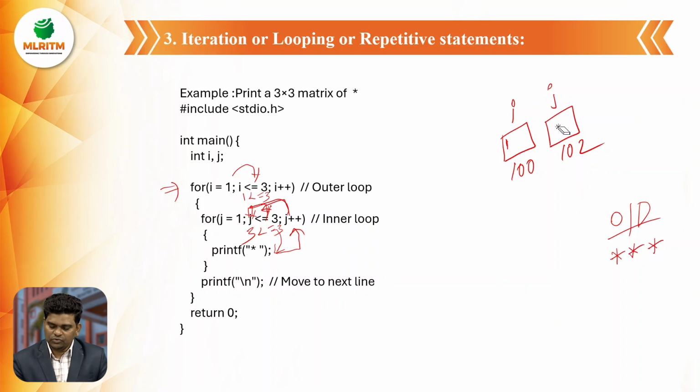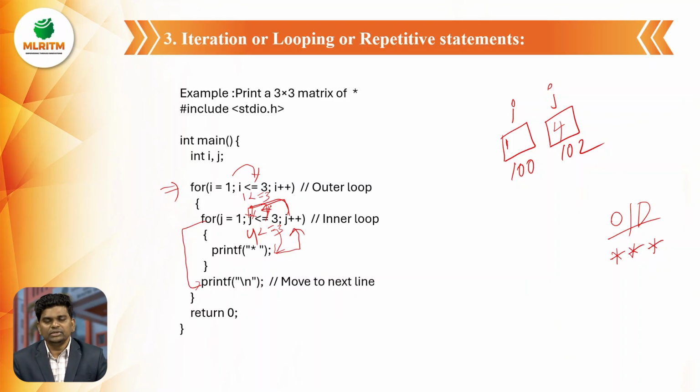Then j value becomes 4. Then check the condition again. What is the condition? J less than or equal to 3. Now 4 less than or equal to 3 is false. So it simply skips the inner for loop and goes to the next statement.